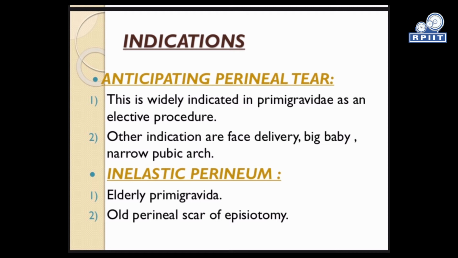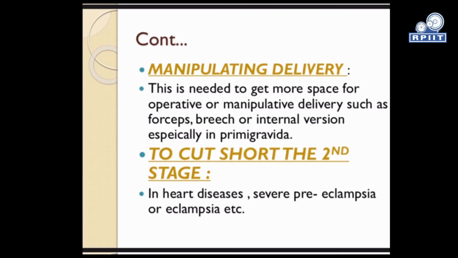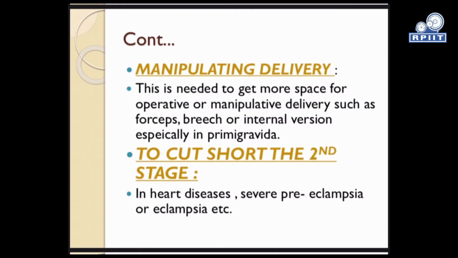Second is for inelastic perineum. Inelastic perineum in elderly gravida, old perineal scar of episiotomy. Third is manipulating delivery. This is needed to get more space for operative or manipulative delivery such as forceps, breech or internal version, especially in semigravida. What is semigravida? A woman who becomes a mother for the first time is known as semigravida.